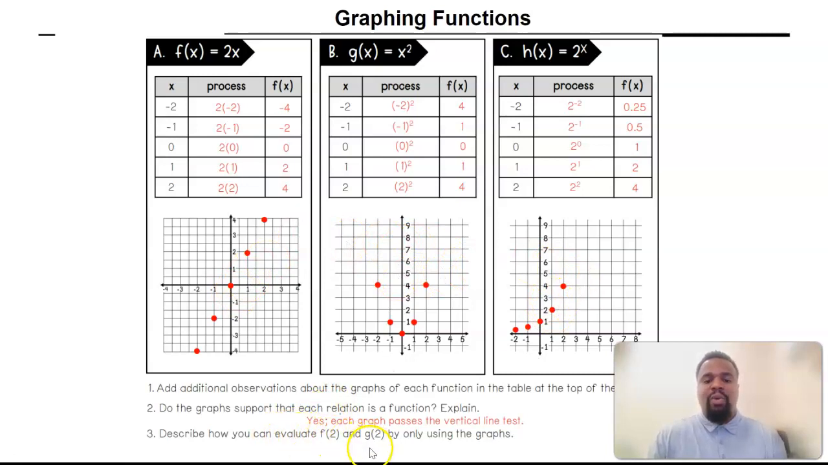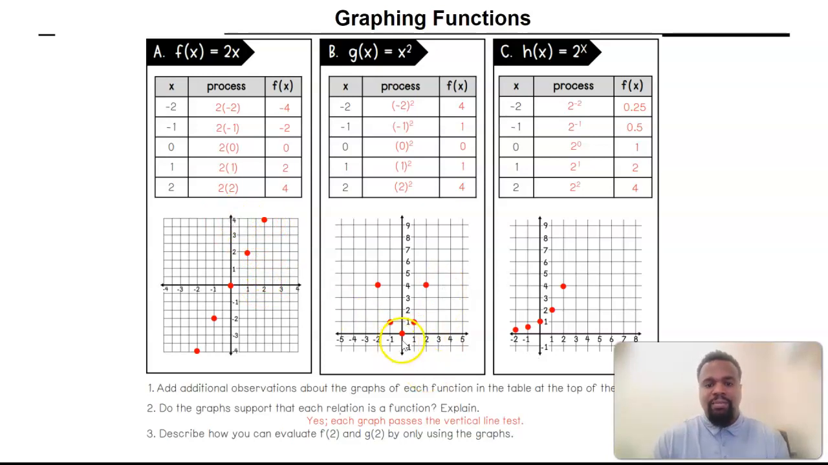Now, how can we evaluate f of 2, which is this function, and g of 2 only by using graphs? We talked about this in the previous lesson. All you have to do is find your x value, find 2 on the x-axis. So this is 2 on the x-axis, all right, and see where it intersects the graph, which is here. And then we look at the corresponding y. So f of 2 is 4.